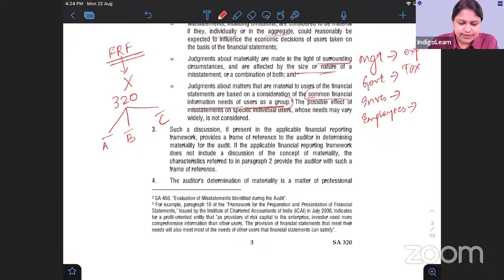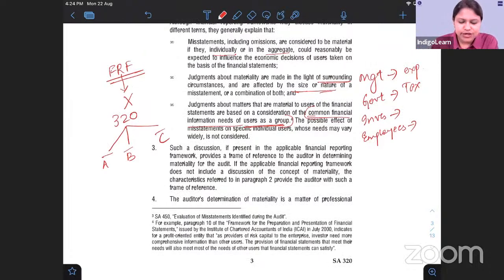So this standard very clearly tells that such discussion, if it is present in the applicable financial reporting framework, adopt it. If it is not, then these three things will help the auditor to decide on the materiality level. But ultimately, whatever is given in the standard, it is the professional judgment of the auditor, the calculation made by the auditor based on his understanding, that will decide what the materiality level is.